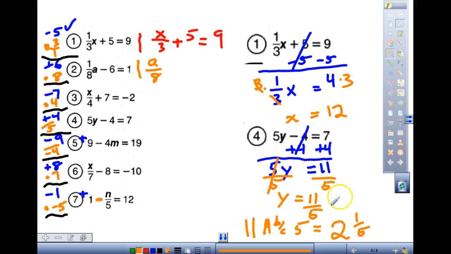Or you can say, how many times does 5 go into 11? Oh, 5 goes into 11 2 times. What's the remainder? The remainder is 1, and the denominator stays the same. So if you know how to get that without a calculator, you can do that. But if not, just double check with a calculator.